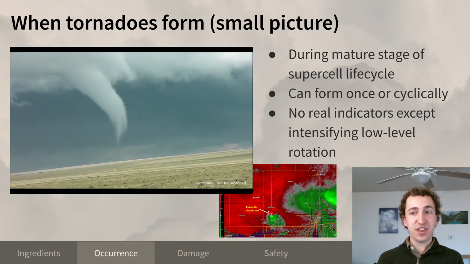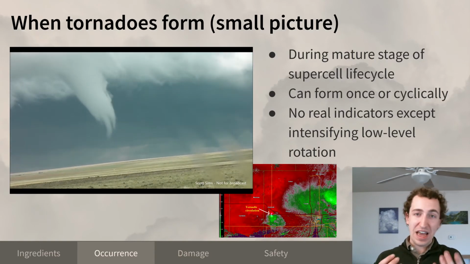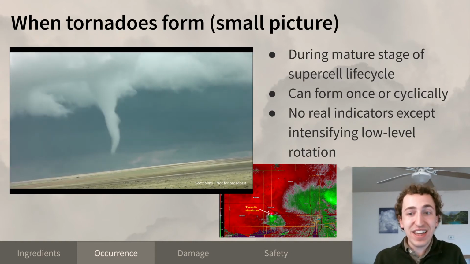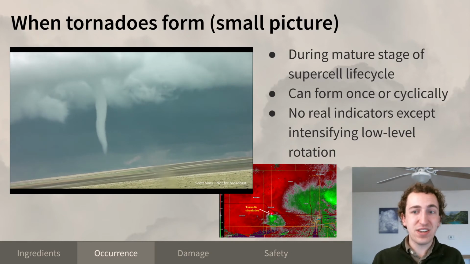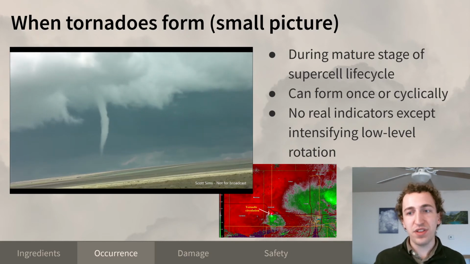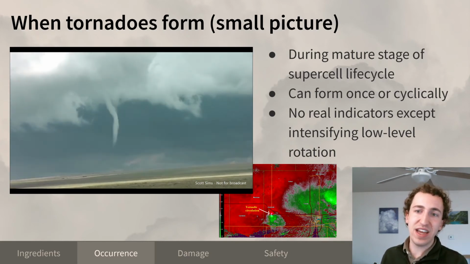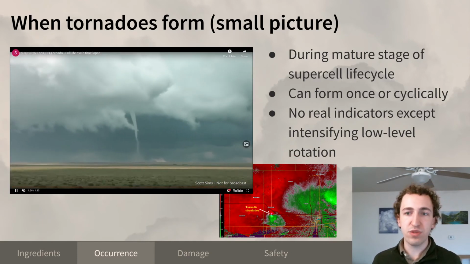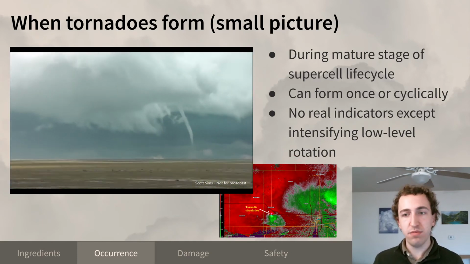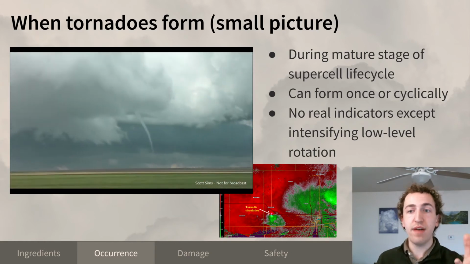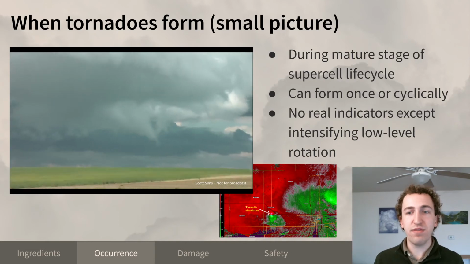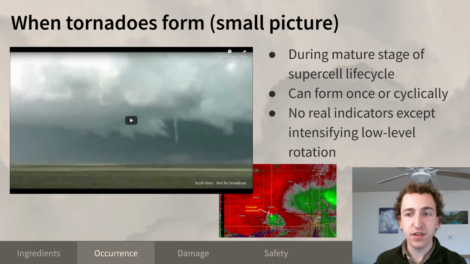And the other thing is that, as of our current scientific understanding, there aren't any real indicators of when a tornado is going to form, other than a slight hint that if we have intensifying low-level circulation, so the sort of radar signatures we might be able to pick up from that wall cloud or a low-level mesocyclone, we don't really have any other indicators of when a tornado is going to kick off.